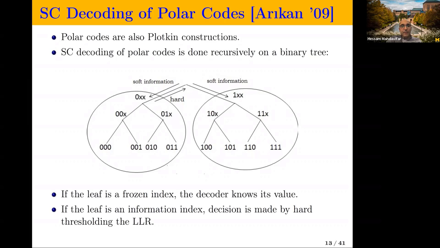What we need to do at the leaves, which are now just one single bit, is this: it's either an information bit or frozen. Frozen meaning it's just a zero. So the decoder knows its value if it's frozen; otherwise it's an information index, and the decision is made by hard thresholding of the LLR.